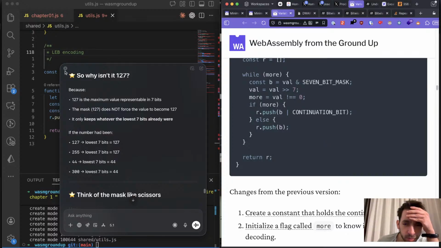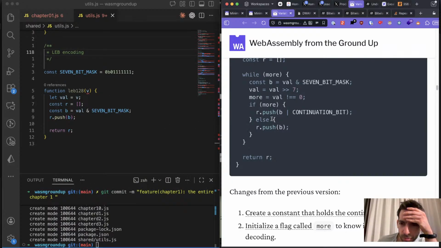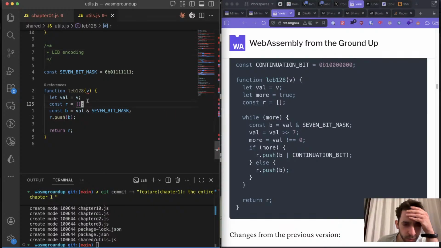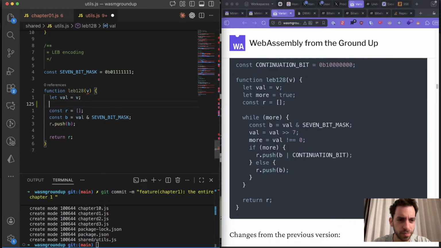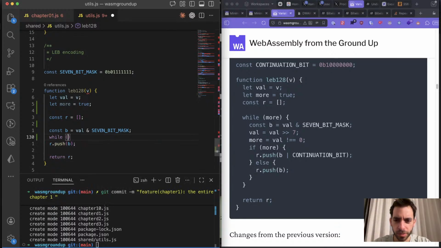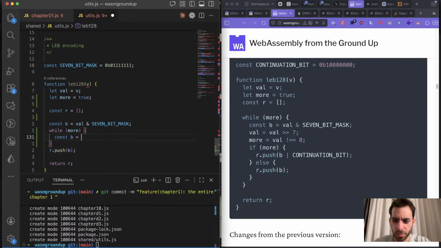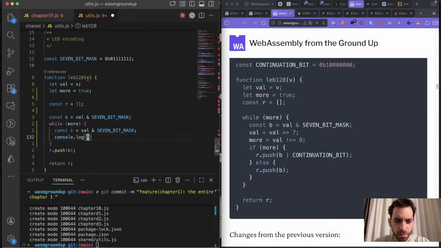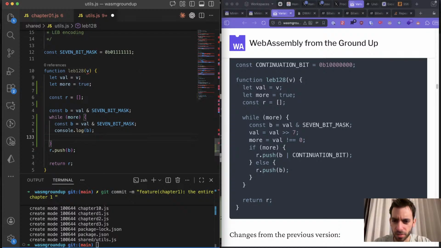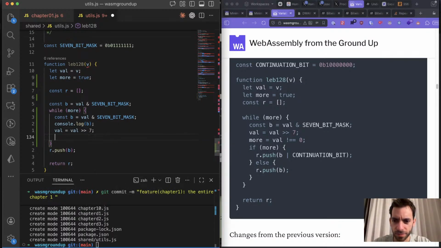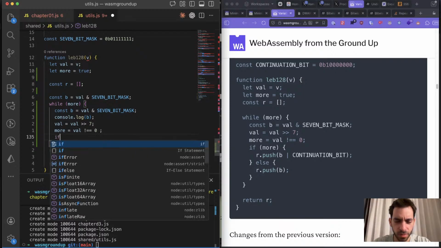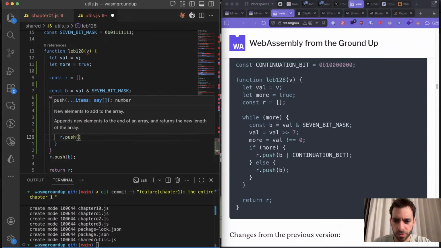You know what? Let's do something. And okay, we're gonna come here and let's say let val, let more equals true. Const r. And let's say while more, const b equals val and 7-bit mask. I'm gonna console.log b. Gonna come here, val equals val shift 7, more equals val, 0, if more, r.push b, continuation bit, which we have not defined.